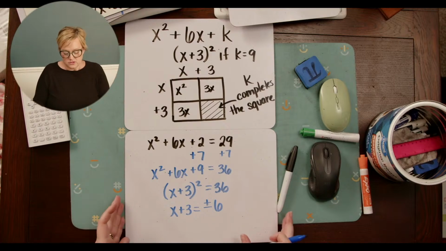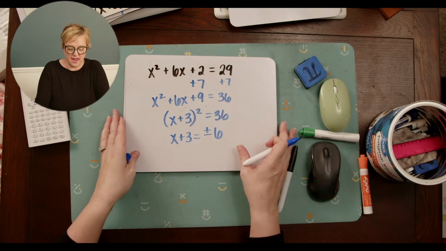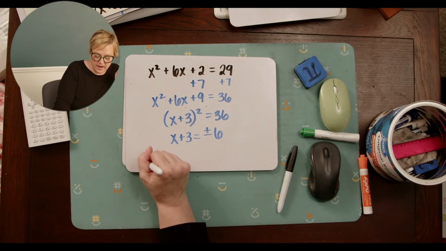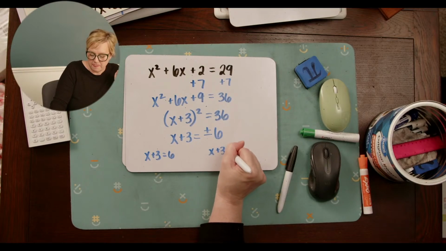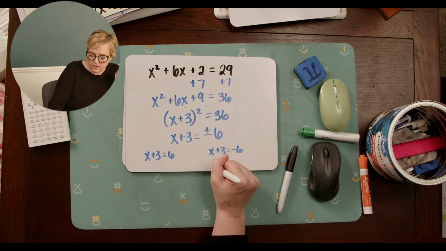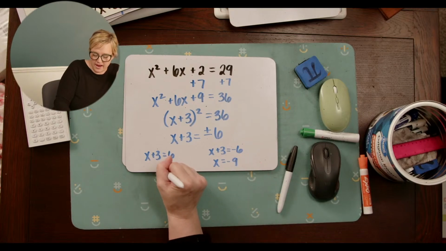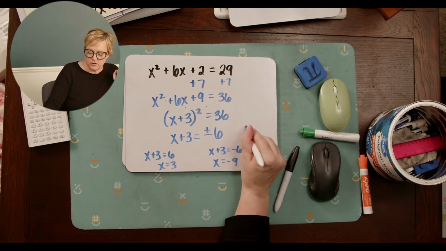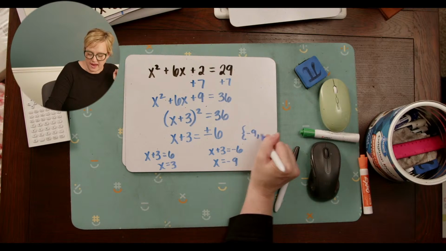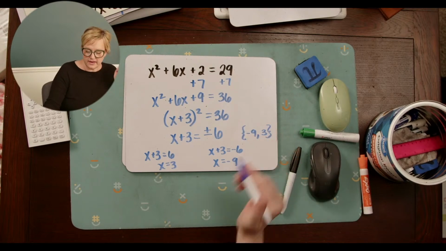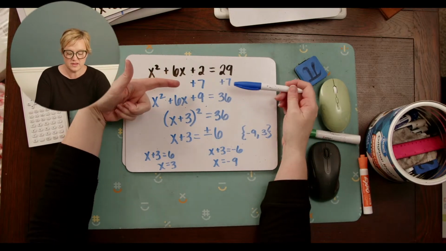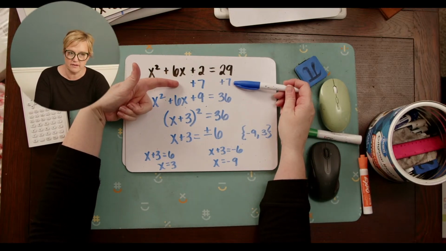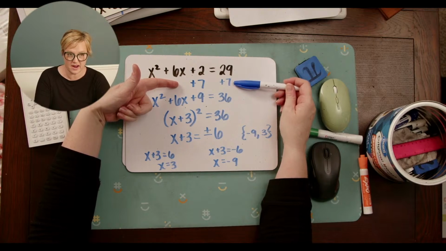So then you can go from there: x plus 3 equals 6, or x plus 3 equals negative 6. So x equals negative 9, or x equals 3. So those would be my solutions. And it's all because up here, I completed the square, right? So this step right here is completing the square. Okay, x equals 3 or negative 9, yep.